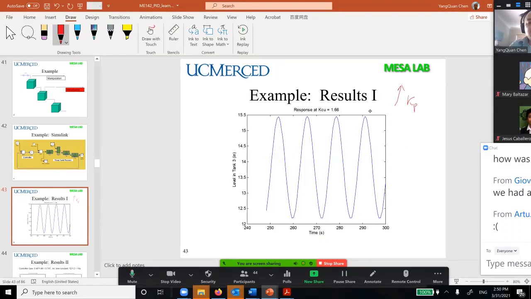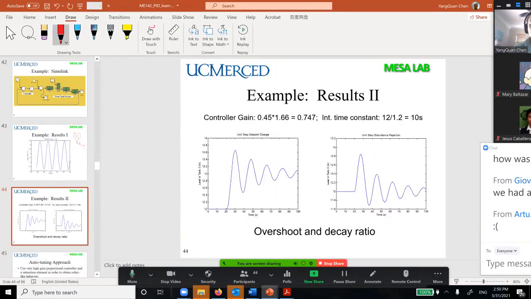In this case, I check your gain. That gain is called KCU. So the Kp you increase to this point is called KCU. I think the U stands for ultimate. C is probably critical control.